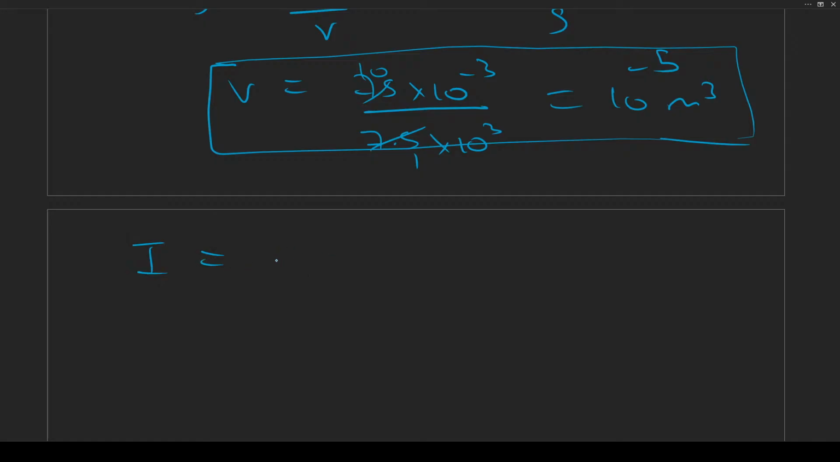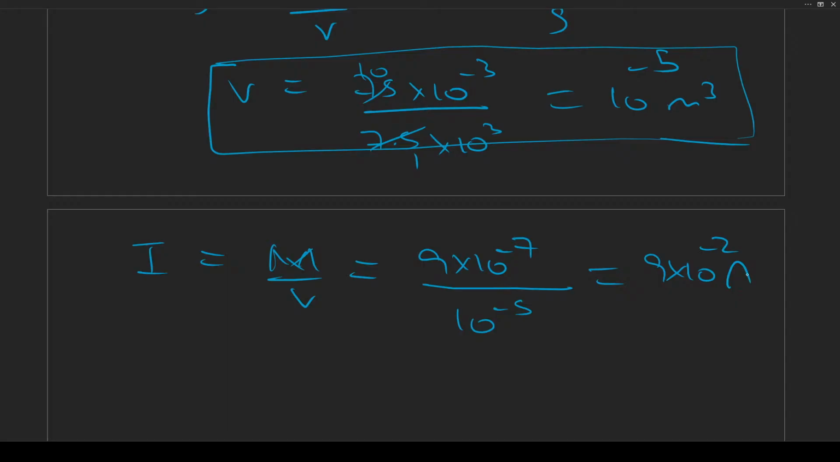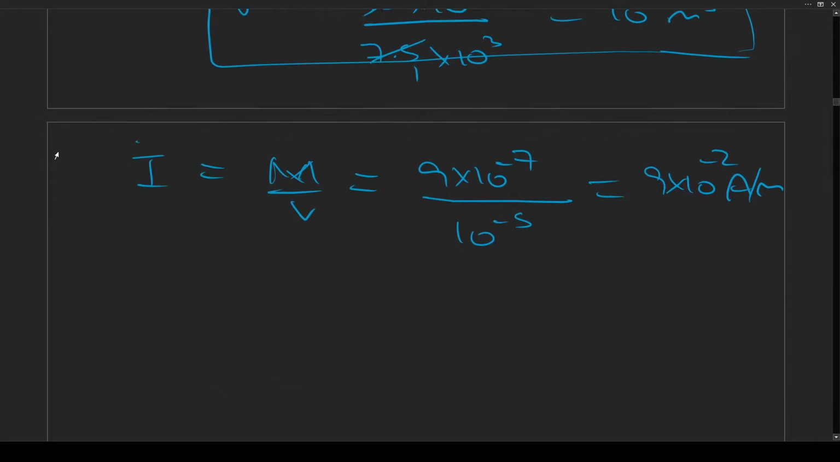I equals magnetic moment by volume, which is 9 into 10 power minus 7 by 10 power minus 5, equals 9 into 10 power minus 2 ampere per meter. This is not current. This is the intensity of magnetization, equal to 9 into 10 power minus 2 ampere per meter.